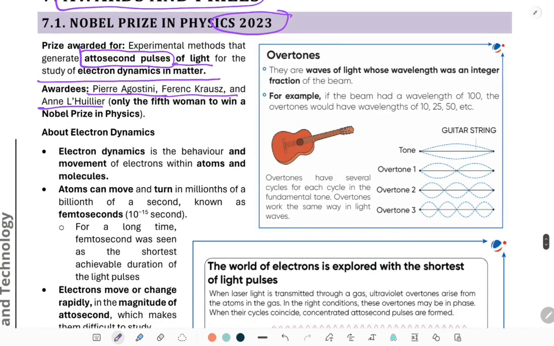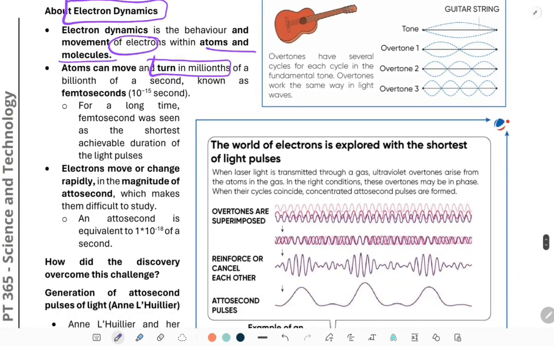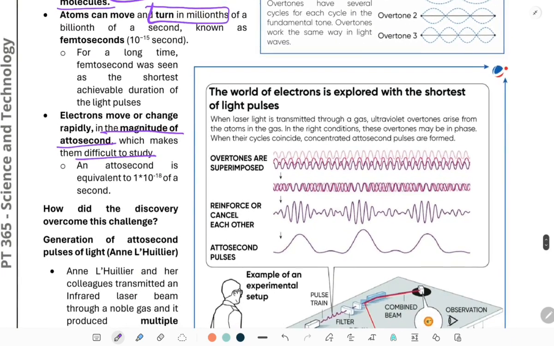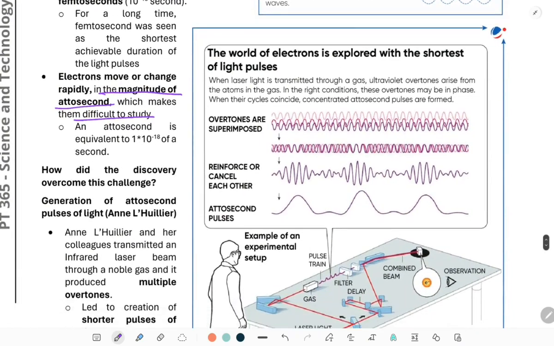We'll see about this electron dynamics. It is the behavior and movement of electrons within atoms and molecules. Atoms can move and turn in millionths of a billionth of a second. Next, electrons move or change rapidly on the order of attoseconds, which makes them difficult to study, which is 1 into 10 to the power minus 18 of a second.